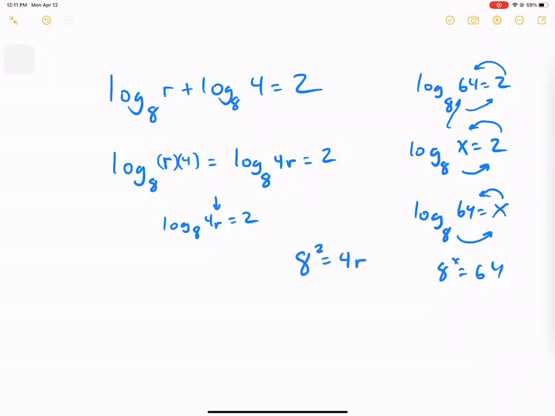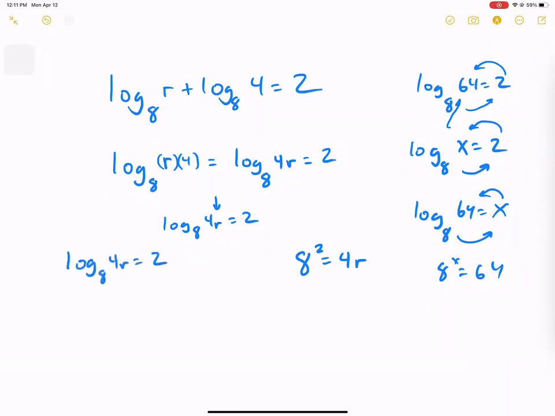We do this by using our identity. 8 squared is 4r. That is one great way of doing it because you know the identity already. If you don't know the identity, we can use the exponents on both sides. So let's do the long way. Log base 8 of 4r is equal to 2.